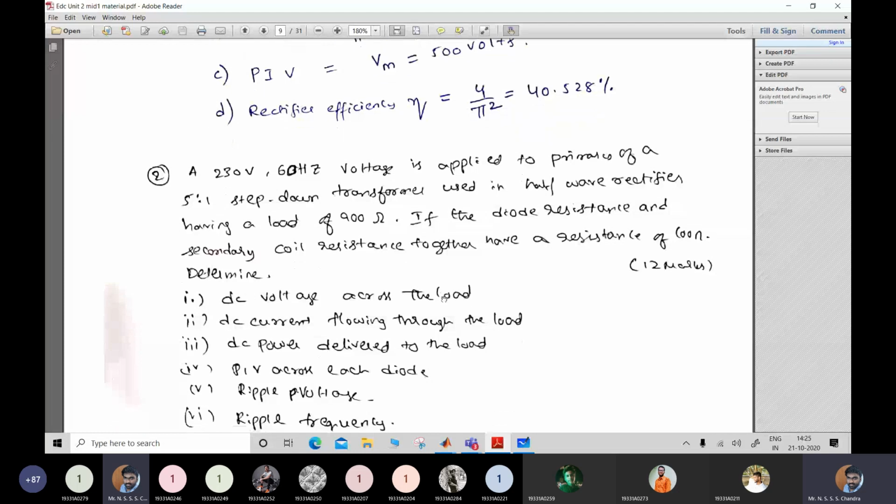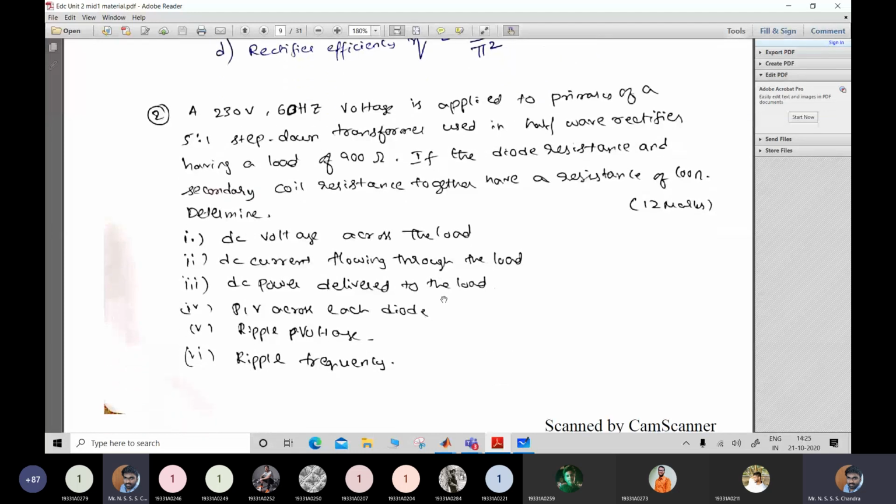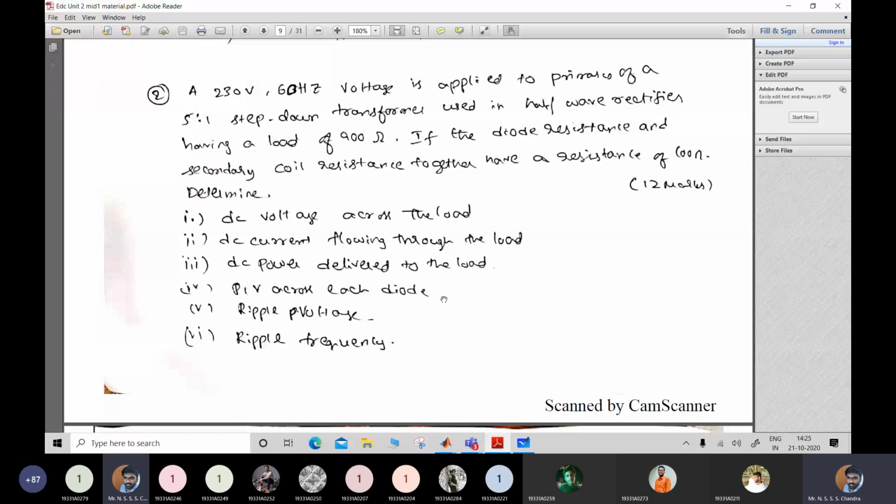You have another question. Please read out this question for me. Is my screen visible? A 230 volt 60 Hz voltage is applied to the primary of a 5:1 step-down transformer used in a half-wave rectifier having a load of 900 ohms. If the diode resistance and secondary coil resistance together have a resistance of 100 ohms, determine the DC voltage across the load, DC current flowing through the load, DC power delivered to the load, PIV across each diode, ripple voltage, and ripple frequency.